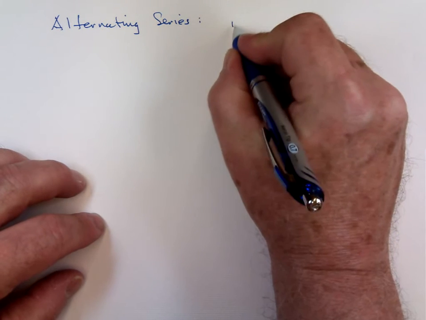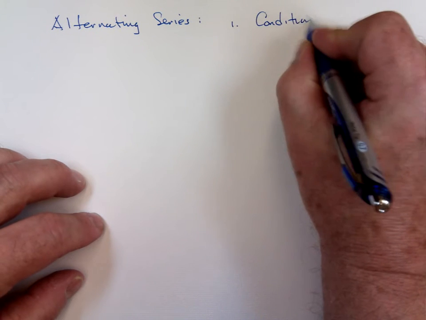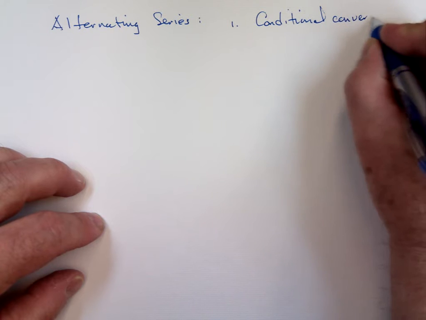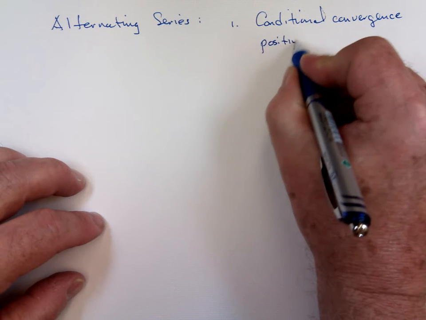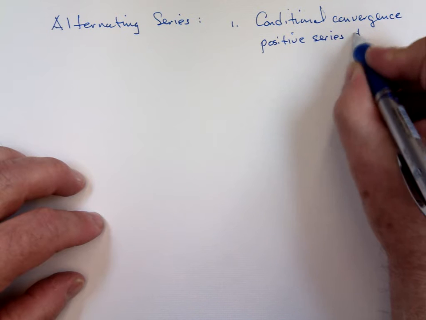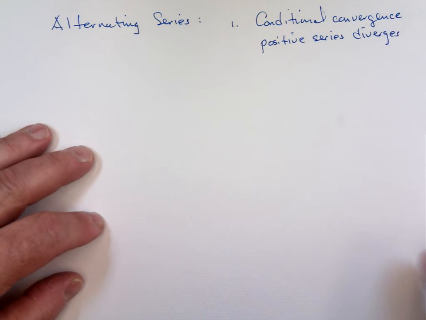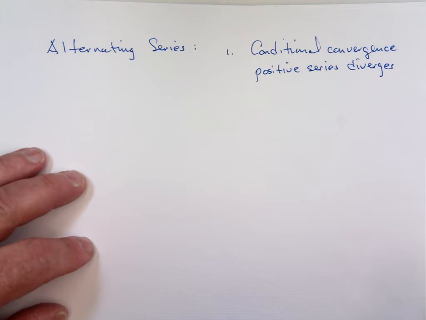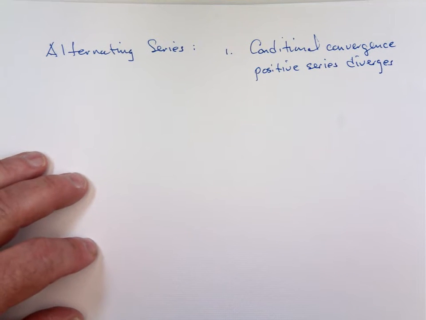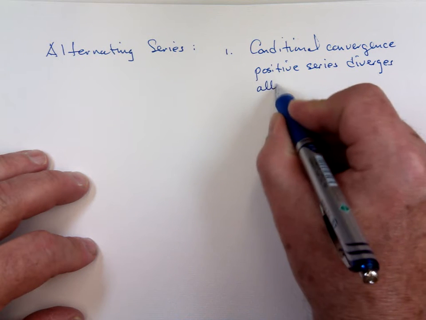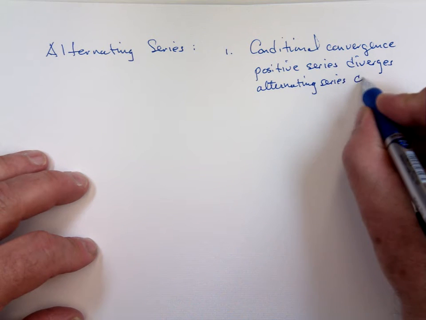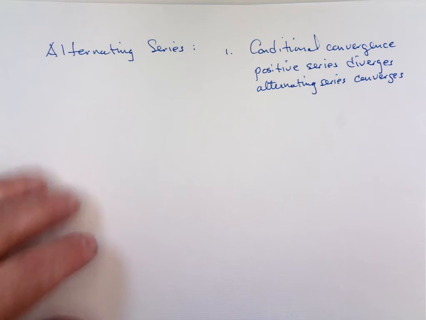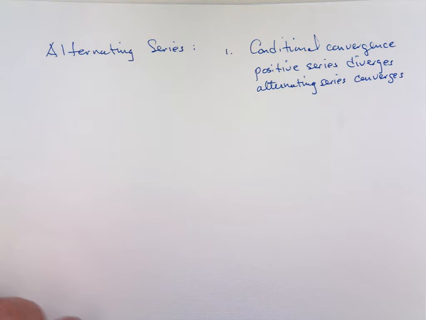1, conditional convergence. When you get conditional convergence, you get that when the positive series diverges and the alternating series converges. This is what we just had, okay?